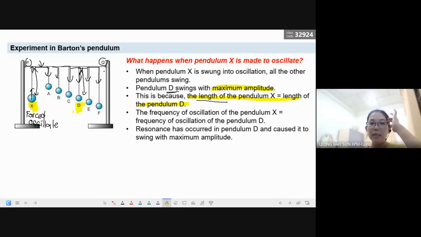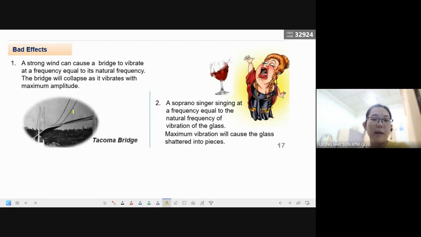Okay, so this is actually the good effect of resonance. Now let's look at the bad effect. Bad effect number one is the infamous Tahoma Bridge. In a short while, I'll show you guys the video, or I'll send a link to you guys later on. Now, the Tahoma Bridge was a bridge that was built and it collapsed not long after that.